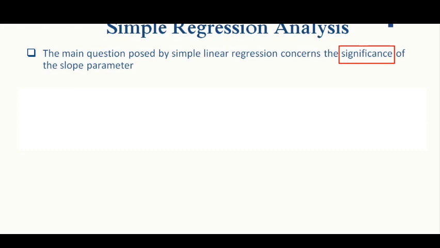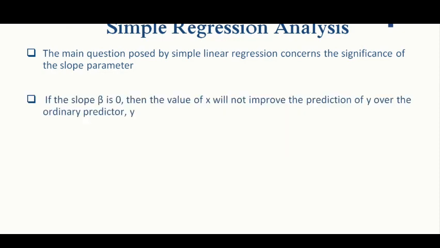Something is significant is equivalent to saying that something is not equal to 0. You can remember that. So, not 0 means what? If it is 0, then what happens? If it is 0, then the value of x will not improve the prediction of y over the ordinary predictor y. That means both the things have nothing to do with each other. You are measuring something on x and measuring something on y which is not at all related to x. Then even though you measure x, you won't come to know the value of y. Even though you measure income of a person, you won't come to know his height. So why should there be a relation between income and height?